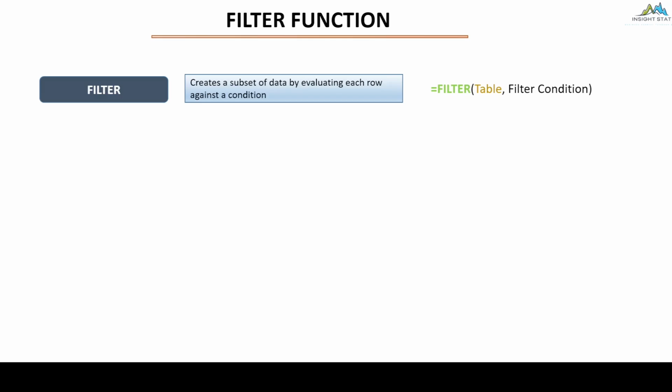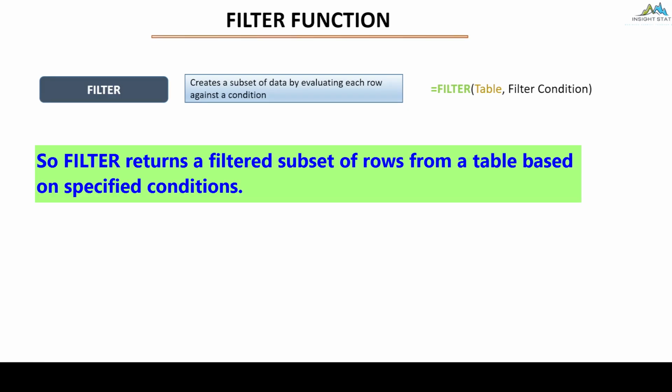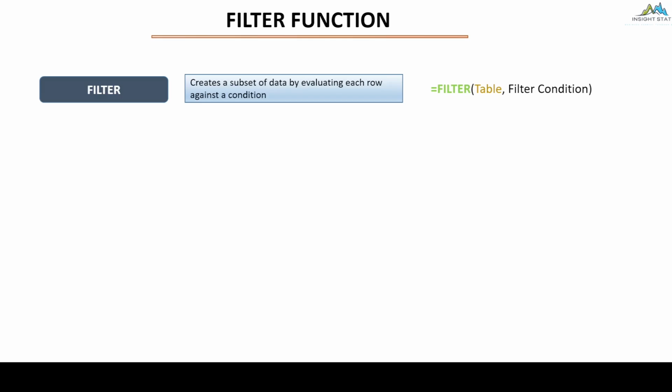It evaluates a table. It will look into a table row by row, and there will be some condition that it would evaluate each row against. Whichever row returns true to that condition will be returned in the subset table, right? So as I said, the filter function is a table function that returns a filtered subset of rows from a table. Again, it evaluates a table based on specific conditions, right?